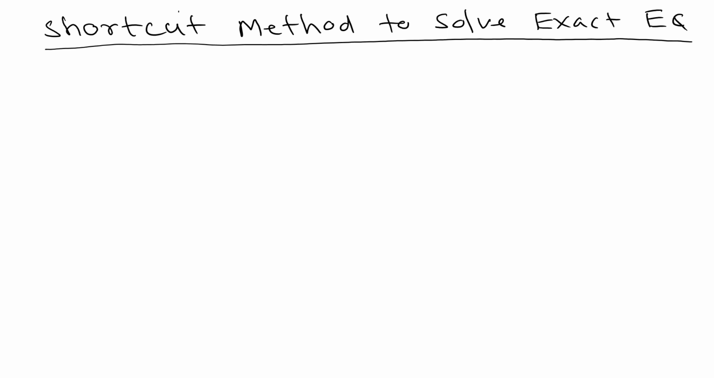Let's discuss the shortcut method to solve the exact equation. You know that when you want to solve the exact equation, it needs like 8 steps. Here we can do it quickly, using only 3 steps. So let's see how it works. The idea is this: we start with the equation.